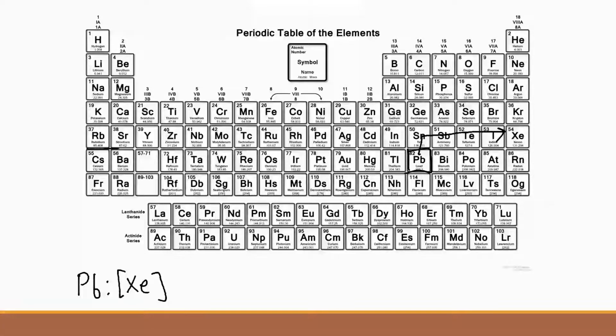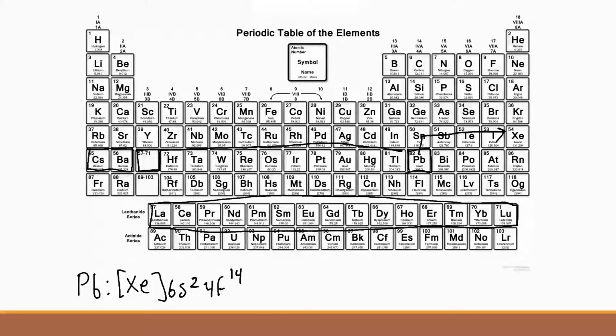So this will be 6s2. When you reach this block right here, which is 57 through 71, the 4F sublevel, we know that it's going to be completely occupied, so we can just write 4F14. Once you're done with these elements, you move on to these right here, which is the D sublevel. This is going to be 5D, and we know that it's completely occupied, so it'll be 5D10. And then finally, we reach the section where lead ends up being finished off. This is going to be 6p, and lead puts in 2 electrons, 6p2.